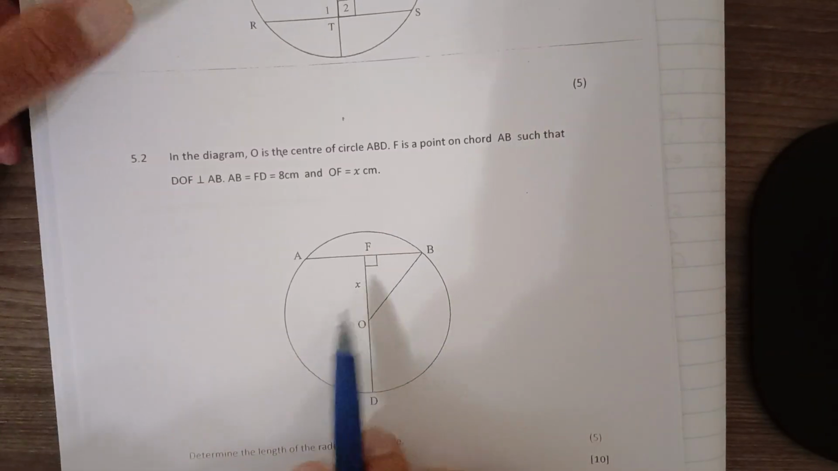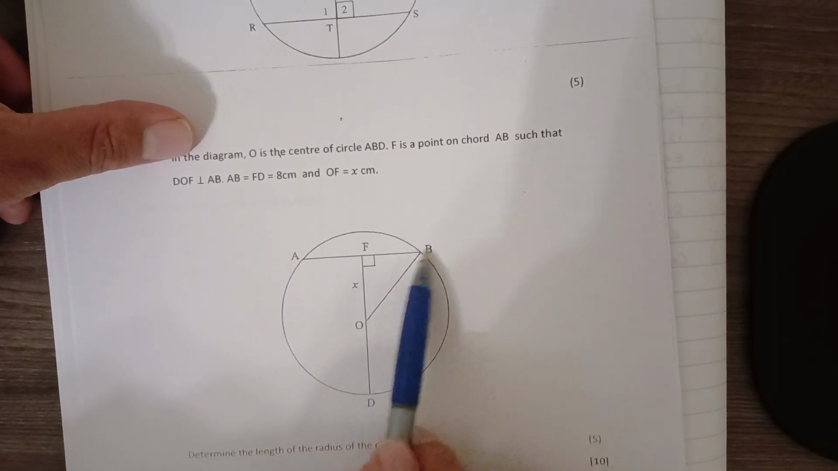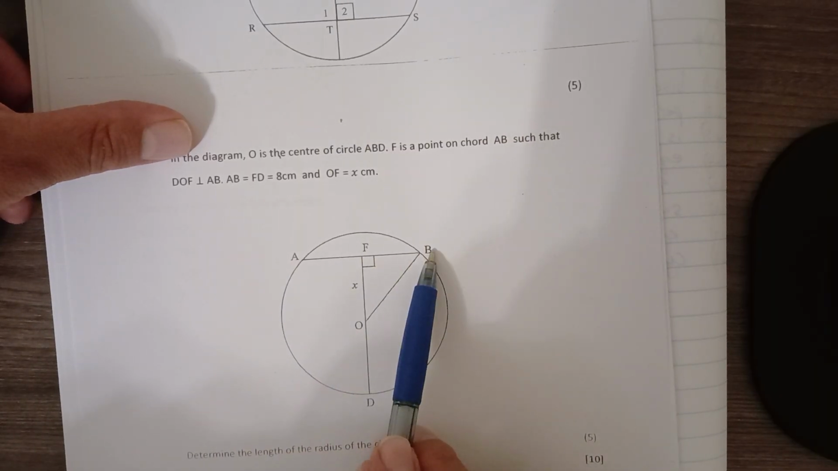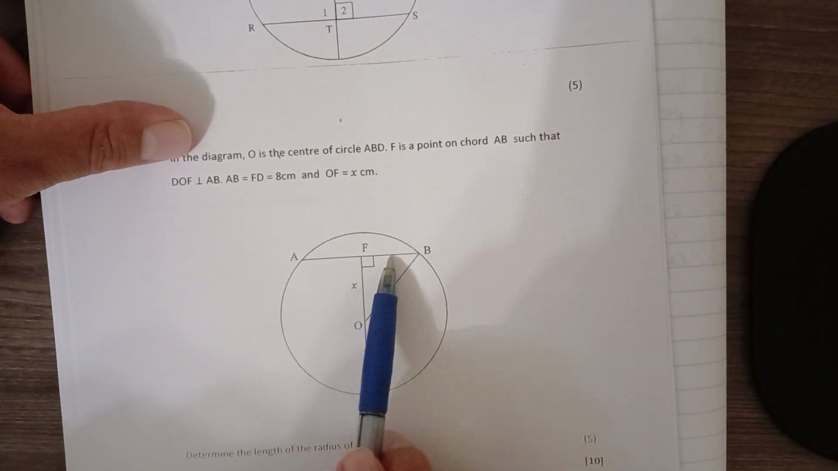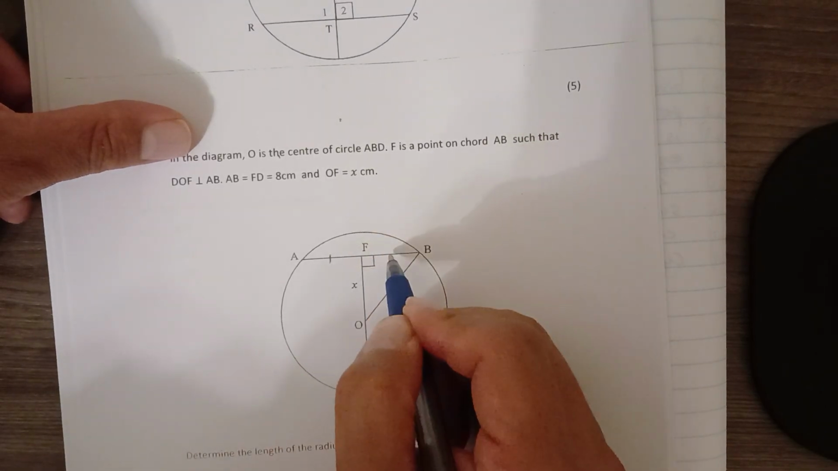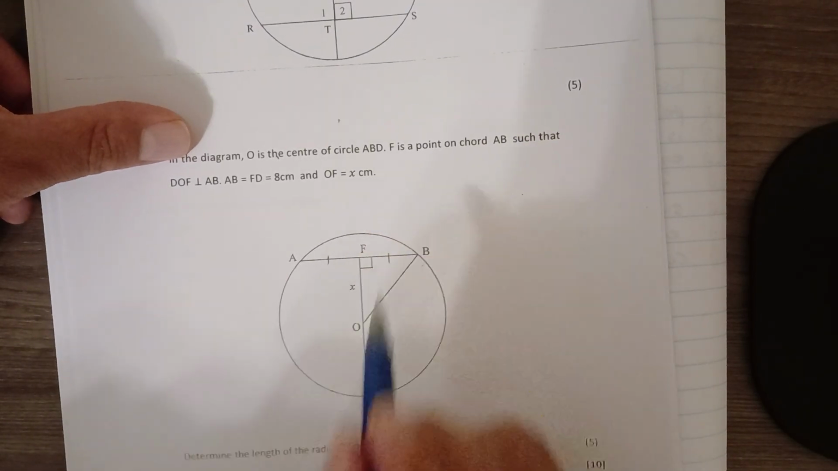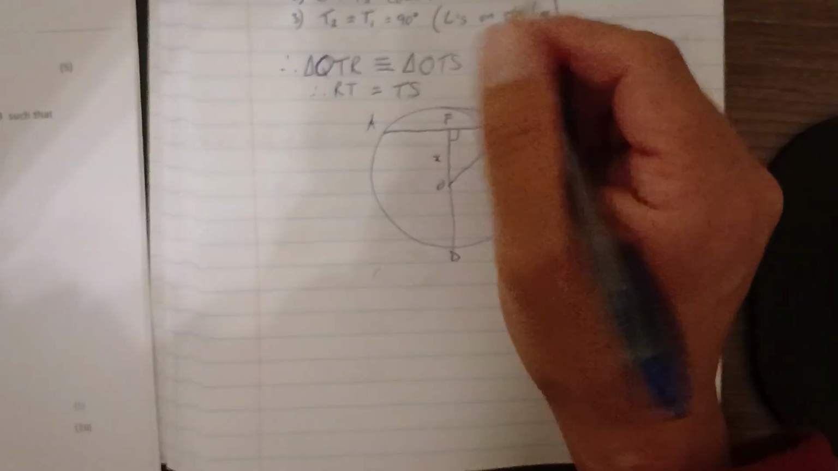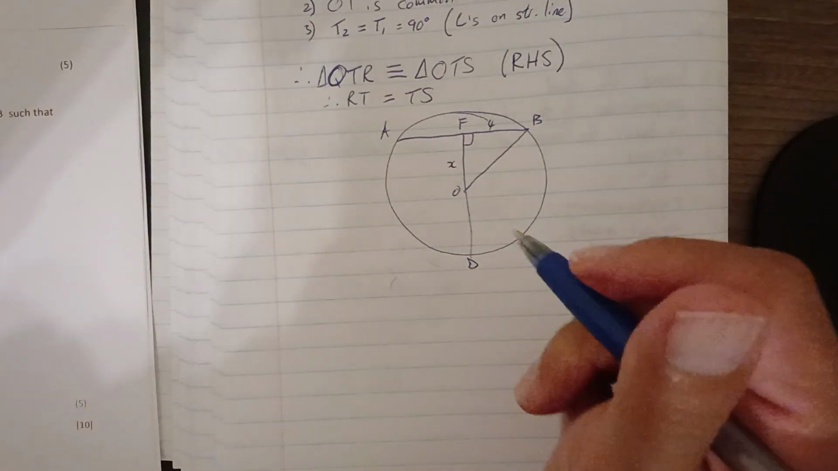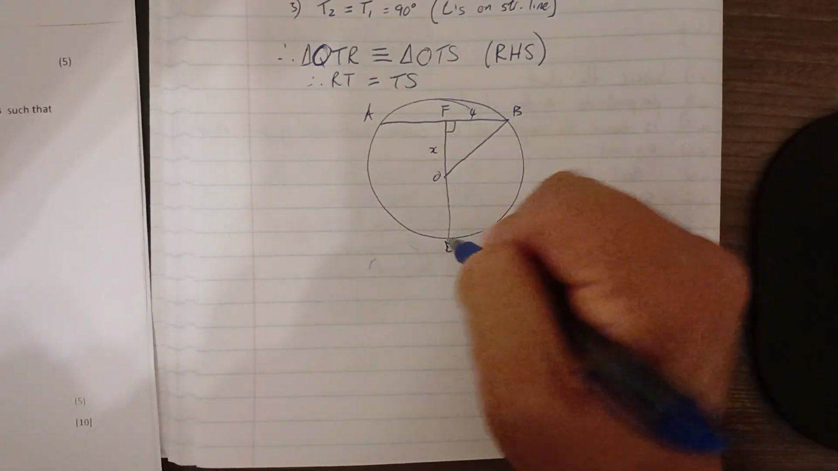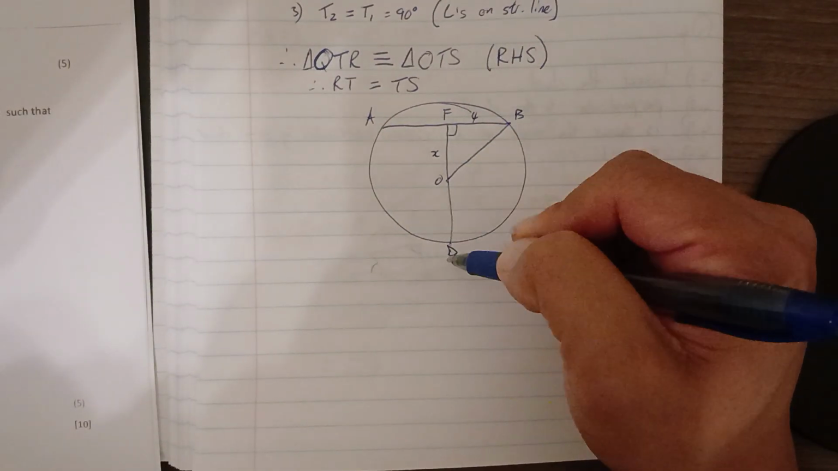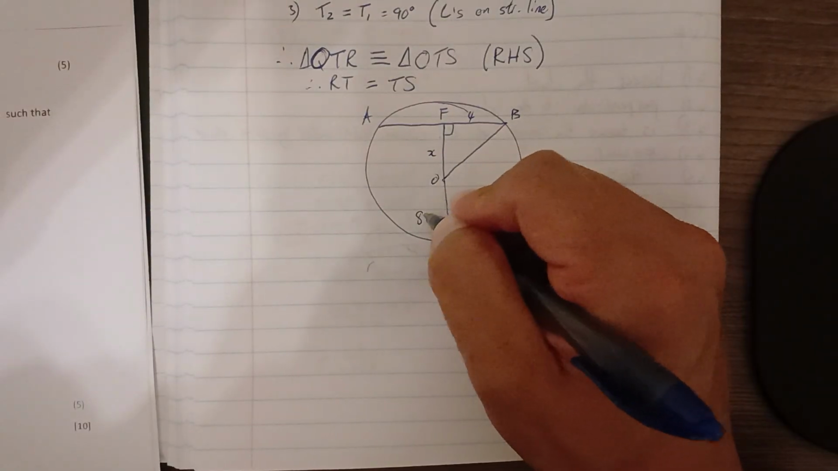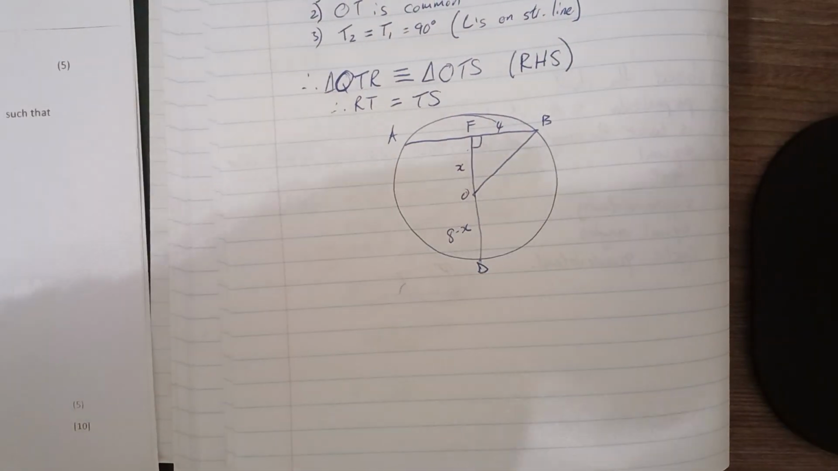Right. So if AB is equal to 8, that would mean that FB is equal to 4, because a line from the center perpendicular to a chord would bisect that chord. So if AB is 8, that would mean FB is 4. Now, so that would be 4 units. And we know that if FD is also 8, which would make OD 8 take away X, so that would be 8 minus X. Okay.